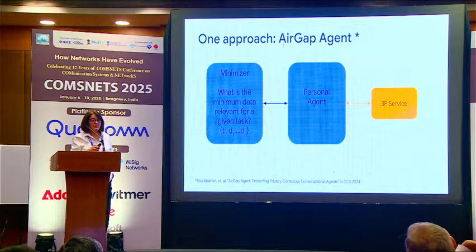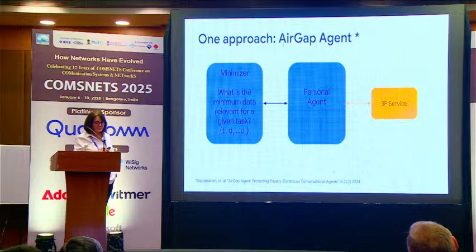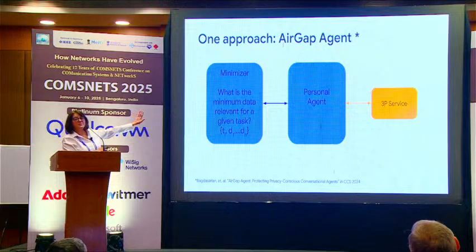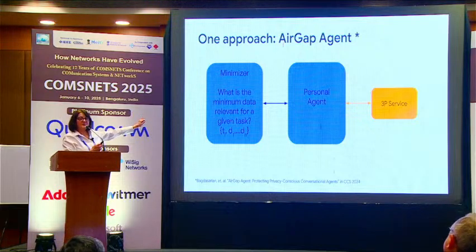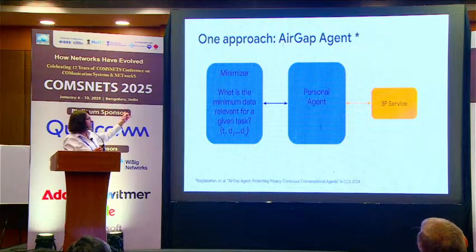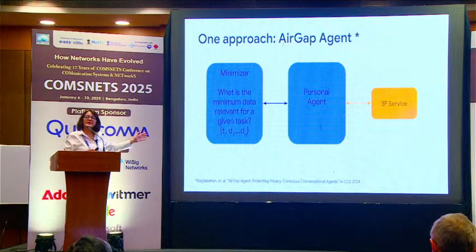There was a nice paper called AirGap published this year in CCS in 2024. They had the following idea, that they would use two LLMs. So you have the personal agent that's interacting with your third-party service. And then they also build this thing called a minimizer. And the minimizer, ahead of time, before any engagement with a restaurant booking agent or your medical planning service, would do these calculations for a given task.